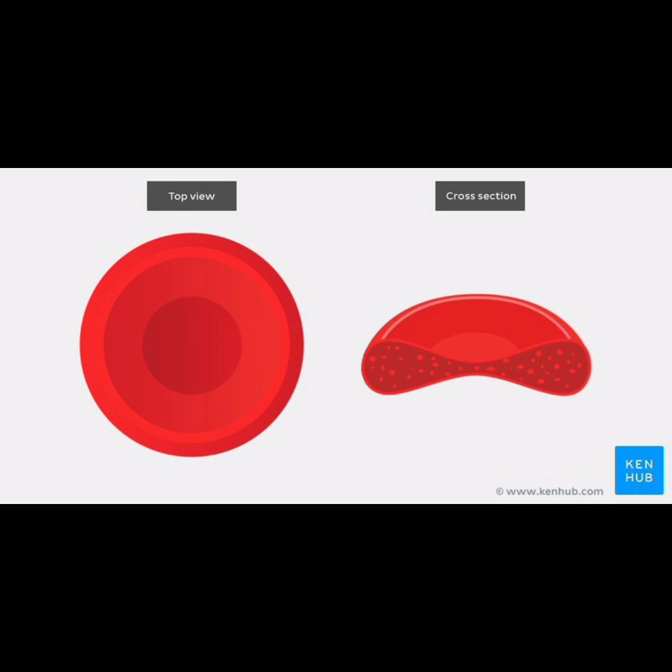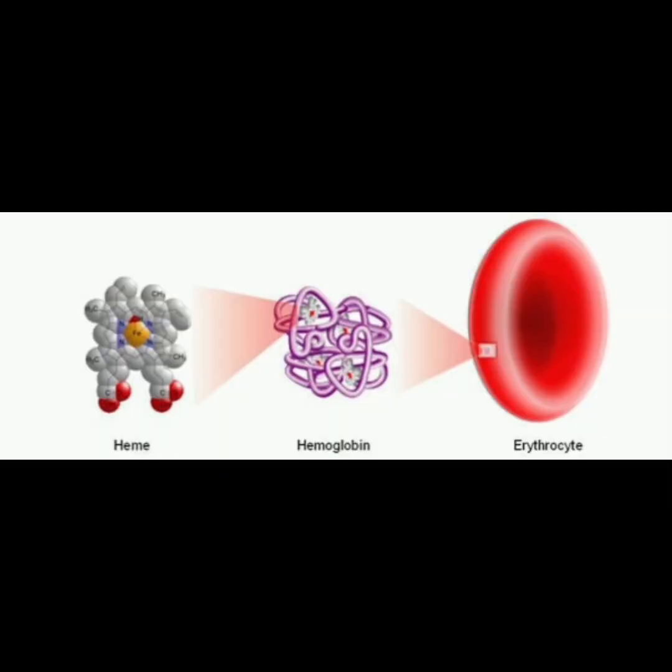Now these RBCs are present in the blood, we all know, but where are they produced or formed? They are formed in the red bone marrow in the adults. The most important thing is that they have absence of nucleus, which means that in RBCs there is no nucleus. The shape of the RBCs is biconcave.